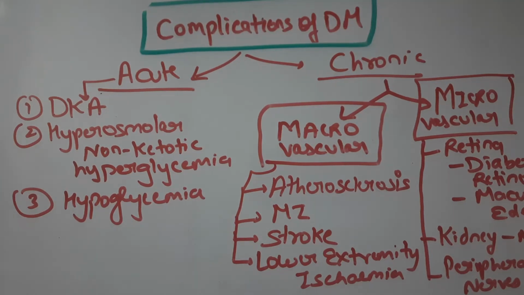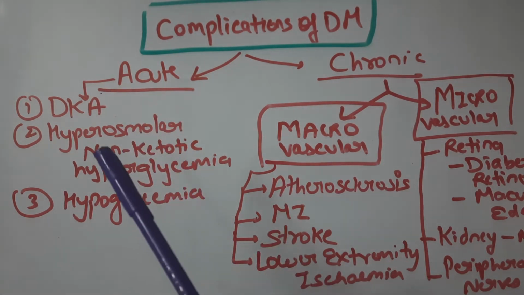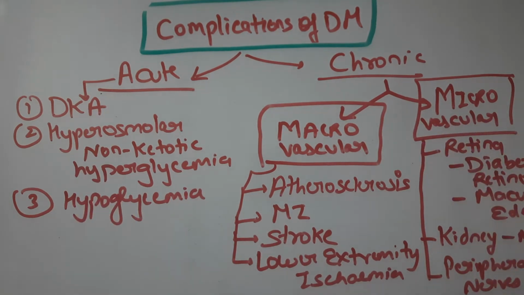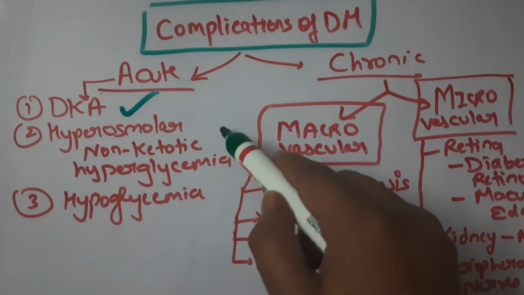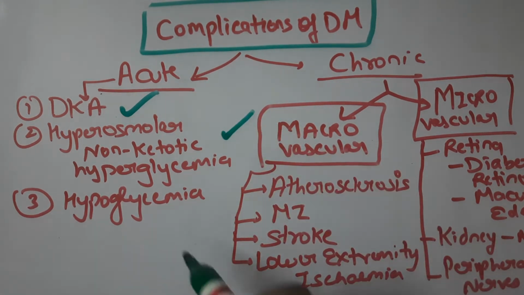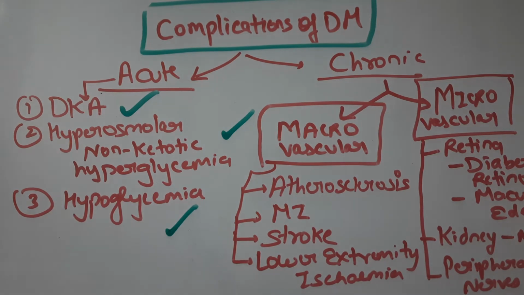Continuing with the lecture on diabetes mellitus from pathology point of view, today we will discuss the complications of diabetes mellitus. The complications could be acute complications or chronic complications. Acute complications: we could have diabetic ketoacidosis, hyperosmolar non-ketotic hyperglycemic coma, and hypoglycemia. So there are three complications: DKA, hyperosmolar non-ketotic hyperglycemic coma, and hypoglycemia.